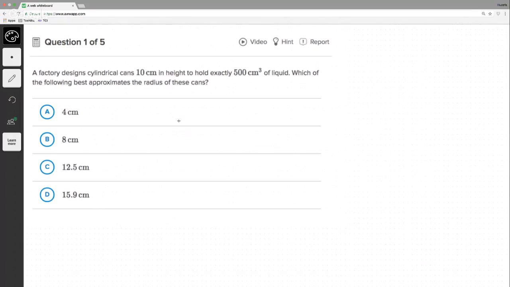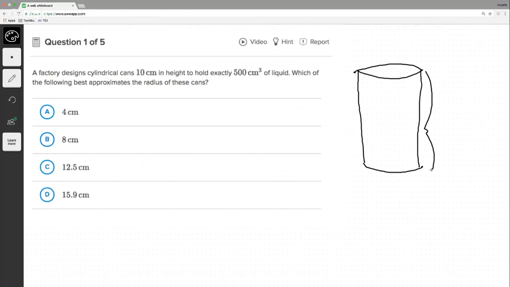Let's begin. A factory designed cylindrical cans 10 centimeters in height to hold exactly 500. Let me draw this out. I always like to draw this stuff out. So cans, so I'm going to make a little can here, like this, a cylinder. And it is 10 centimeters in height to hold exactly 500 centimeters of liquid. Which of the following best approximates the radius of this can?